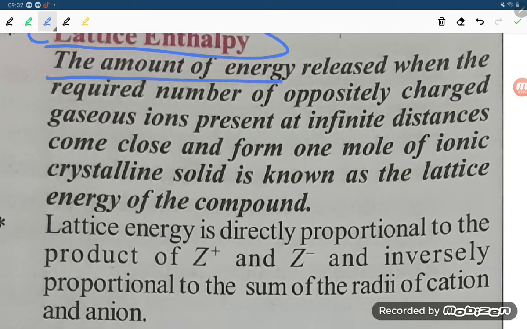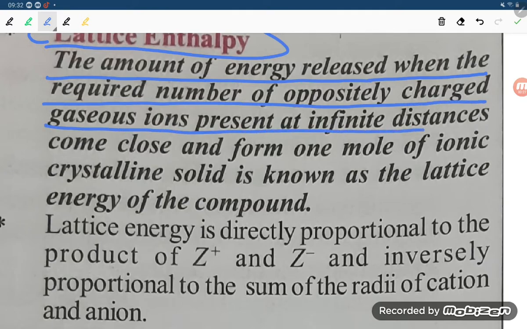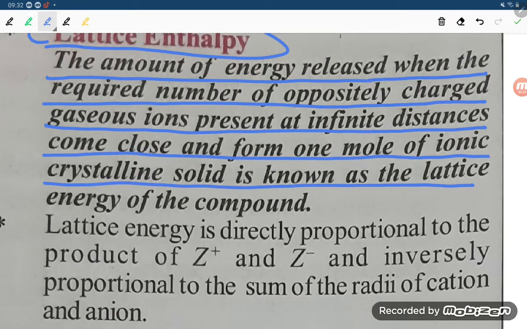The amount of energy released when the required number of oppositely charged gaseous ions present at infinite distance come close and form one mole of an ionic crystalline solid is known as the lattice energy of the compound.